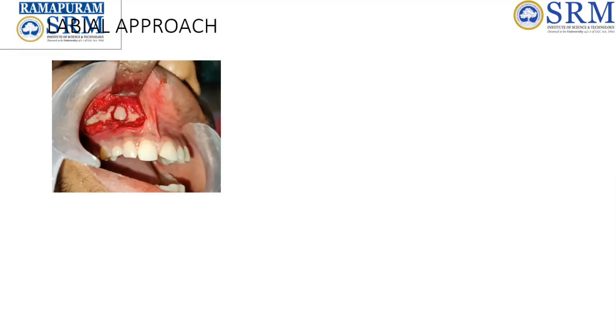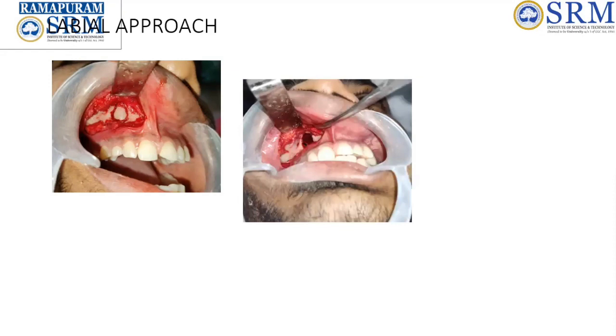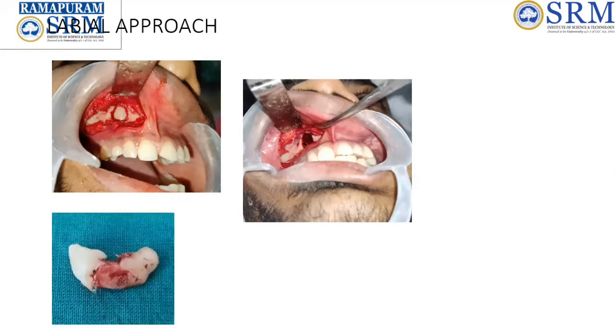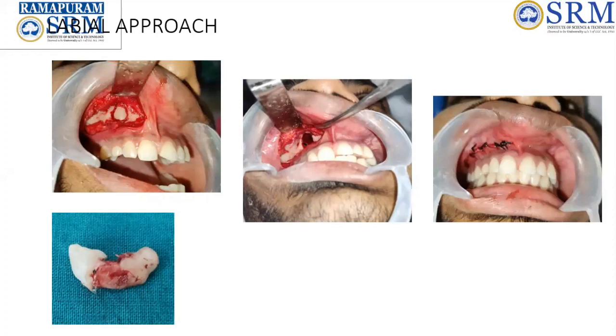In the vestibular approach, the incision is made in the maxillary vestibule and deepened to the periosteum to reach the bone, and the mucoperiosteal flap is raised. You can see the impacted canine, which is exposed with the burr. Once the canine is removed, the socket is curetted, and you see a remnant of the dental follicle, which is also curetted. This is the extracted canine tooth, followed by closure.